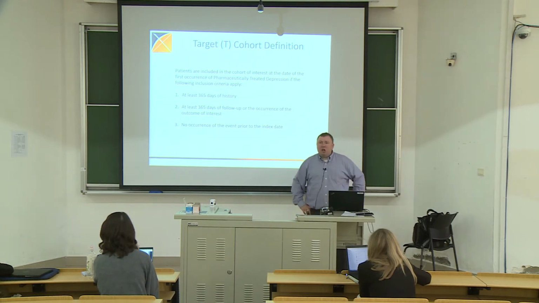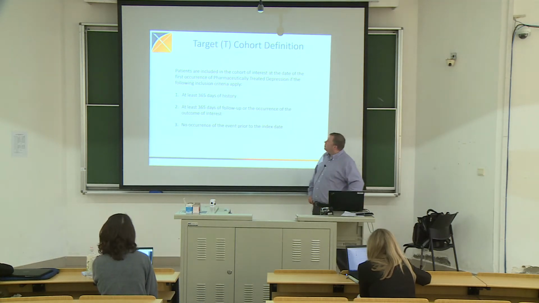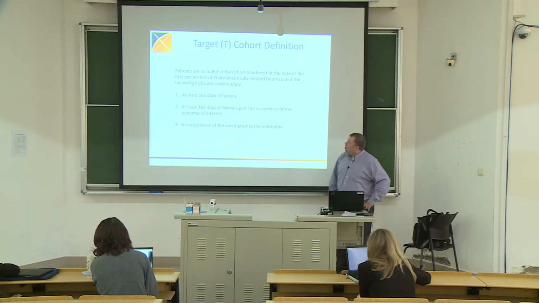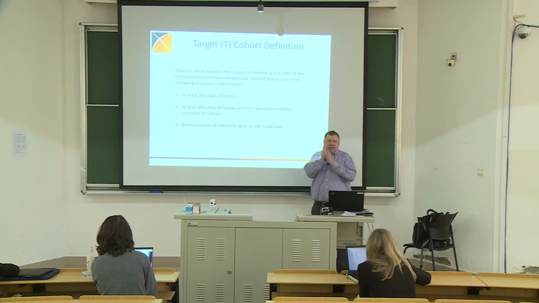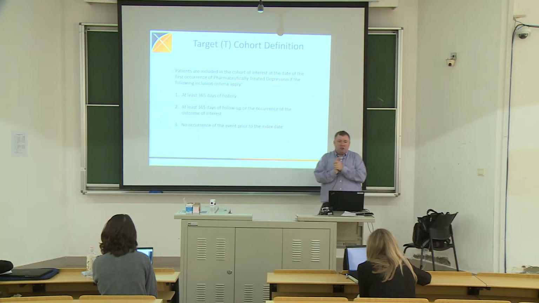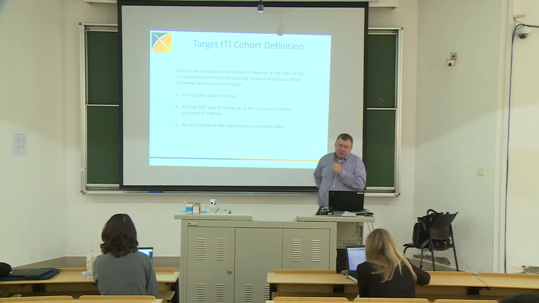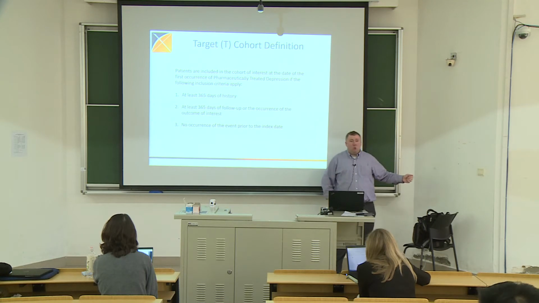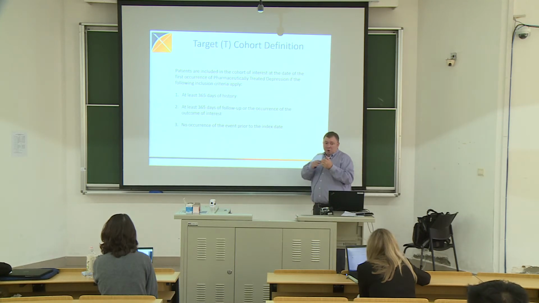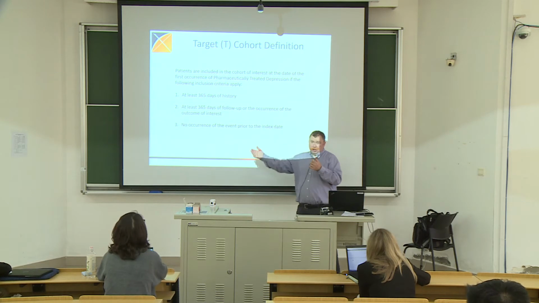So we defined our target cohort as patients who had a first occurrence of pharmaceutically treated depression. It meant that these patients had to be in the database for at least 1 year before the time that they took their first drug. They had to stay in the database for at least a year or have the outcome of interest. And we required that they not have the outcome before they entered into the cohort because we were only looking for the first occurrence of the outcome.